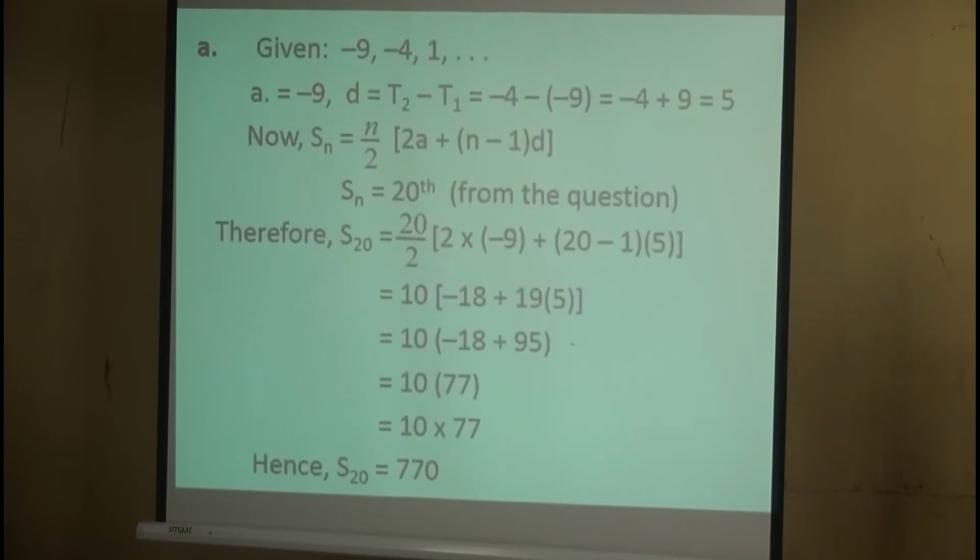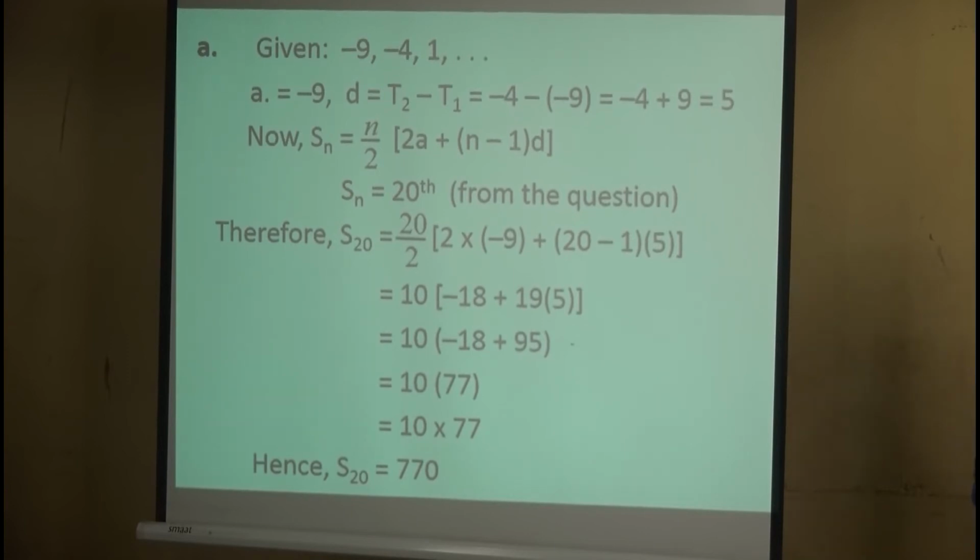Solution. You observe the sequence very well. We are given minus 9, minus 4, 1. We need to find the variables. Number 1, the first term a is minus 9. D is T2 minus T1, which equals minus 4 minus (minus 9). And minus times minus will give us plus. So we have minus 4 plus 9, which will give us 5.